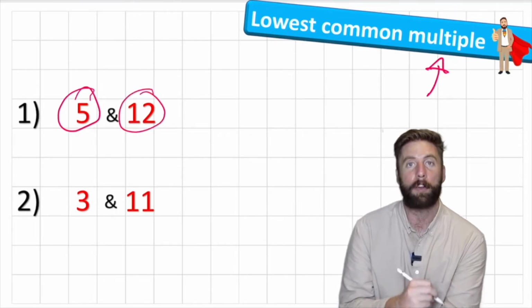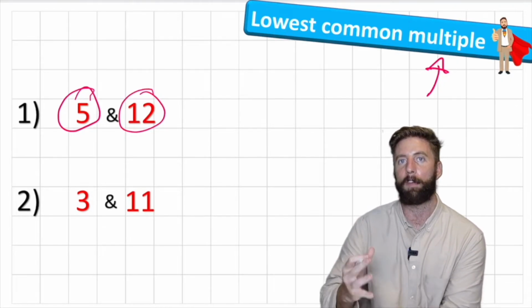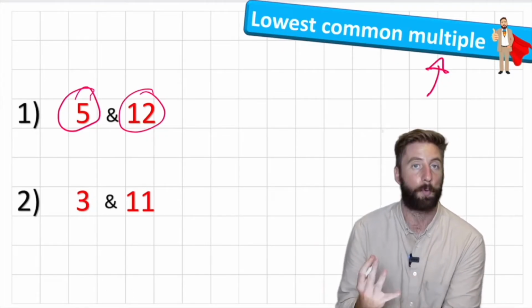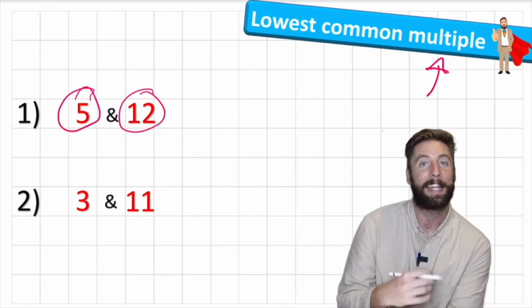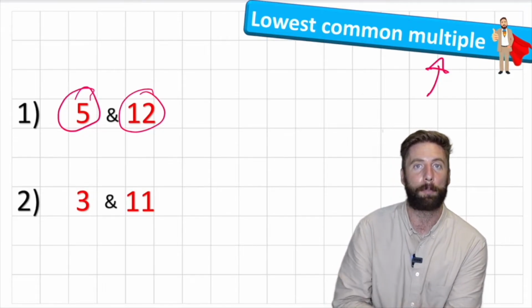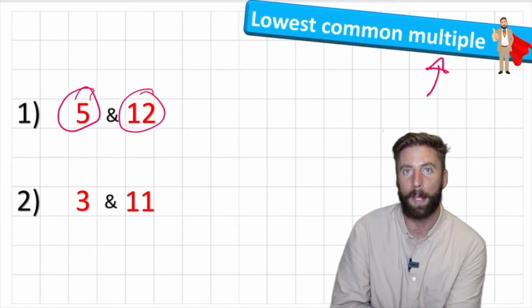So think about the numbers that are in the 5 times table, 5, 10, 15, 20, 25. They are all multiples of 5. And 12, 24, 36, they are all multiples of 12. So a multiple is just the numbers that are in the multiplication table of the number that we're thinking about.